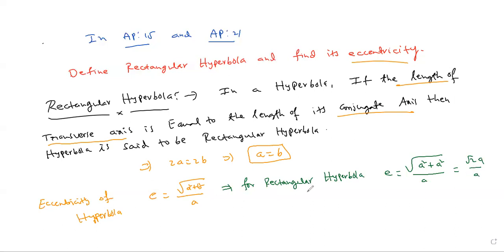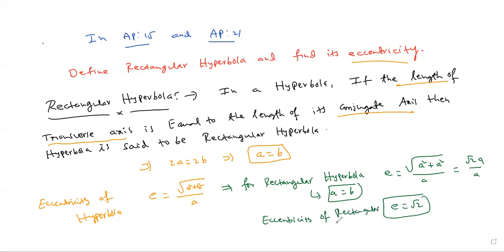And then for rectangular hyperbola, what is the condition? a is equal to b. Put b as a, then you get root a square plus a square by a, which is root 2a square, which is root 2a. Now a and a get cancelled. Eccentricity of rectangular hyperbola, final conclusion: e is equal to under root 2.